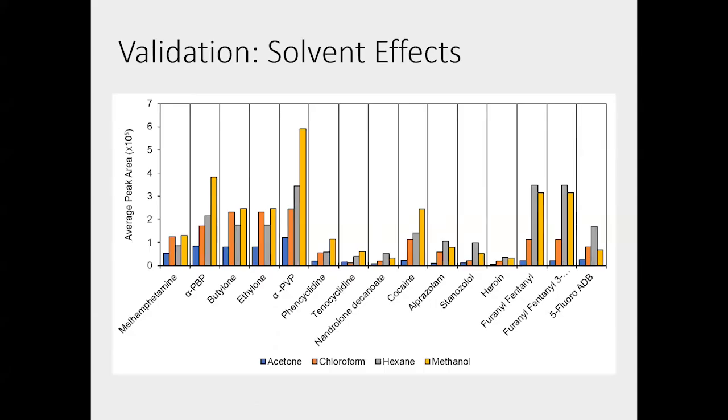So we also looked at what solvent was best to use, and methanol was by far the best solvent to use. Hexane didn't do too bad, and acetone and chloroform did have some effects on the peak area, but there was still plenty of signal to be detected. And we did not see any solvent-induced drift or adduct formation with the solvents that we used, but that is possible with different solvents.